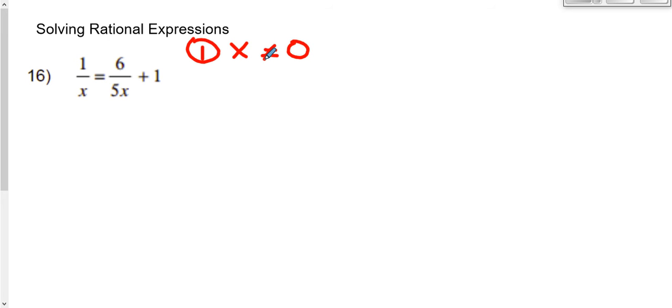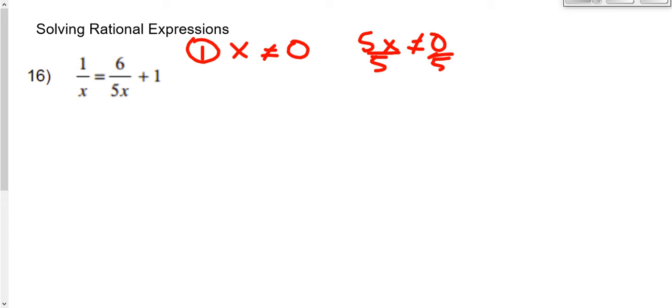For the second denominator, I can say 5x can't equal 0, which means if I divide both sides by 5, that again, x can't equal 0 divided by 5, which is 0. I already have that listed. So our first step is done.